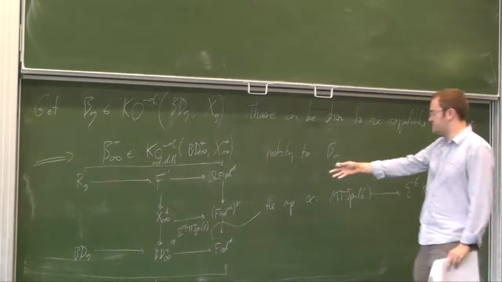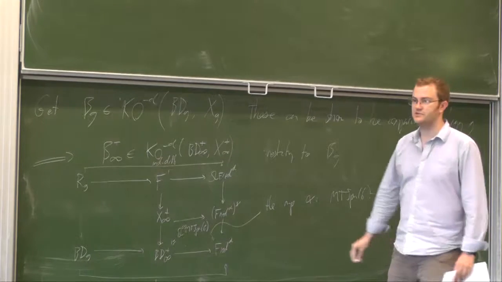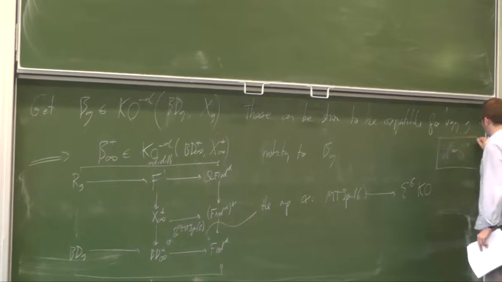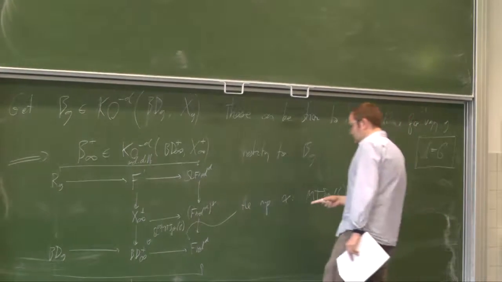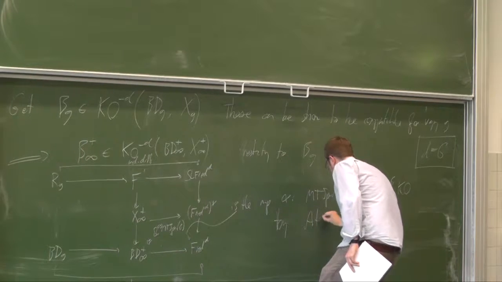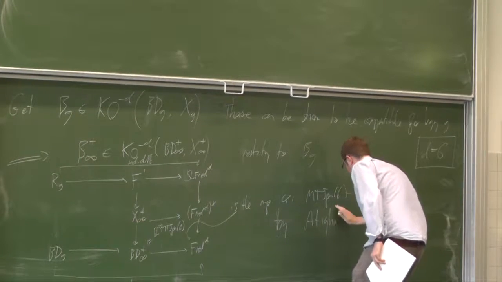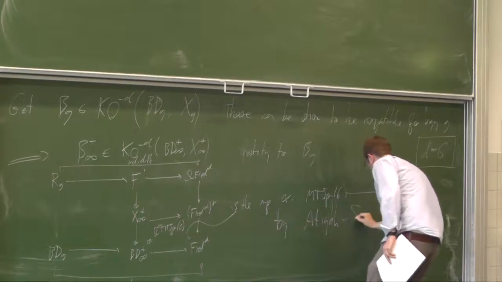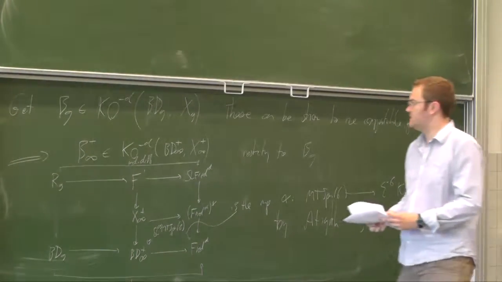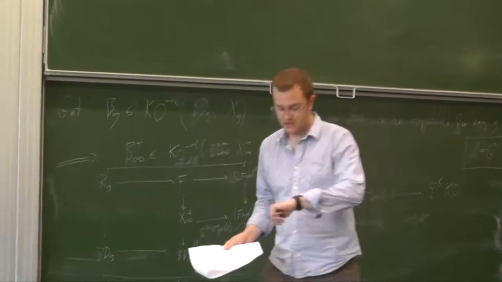Oh, my D should be 6 everywhere. I'm making math mistakes, sorry. So this is the map alpha by Tisser map. Right, and that's the end of the proof.